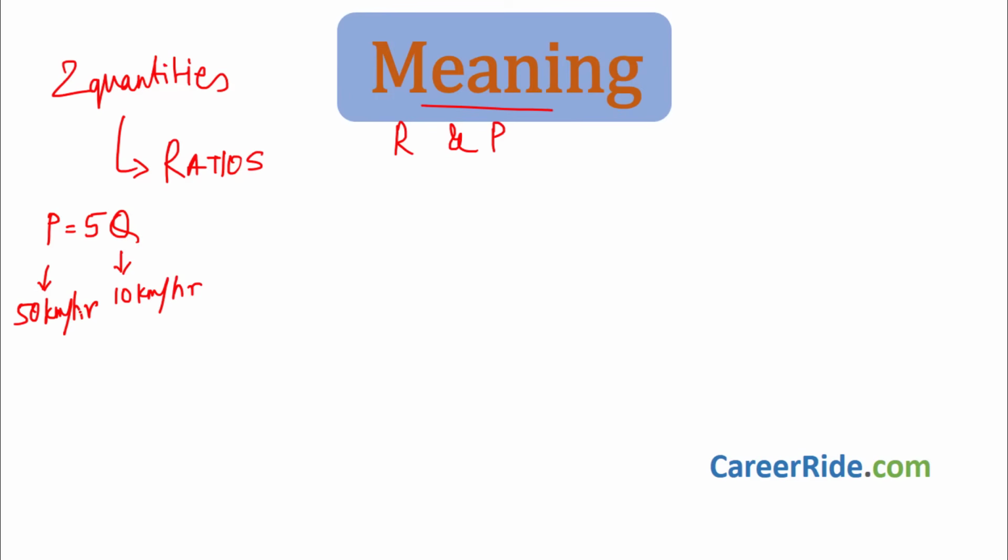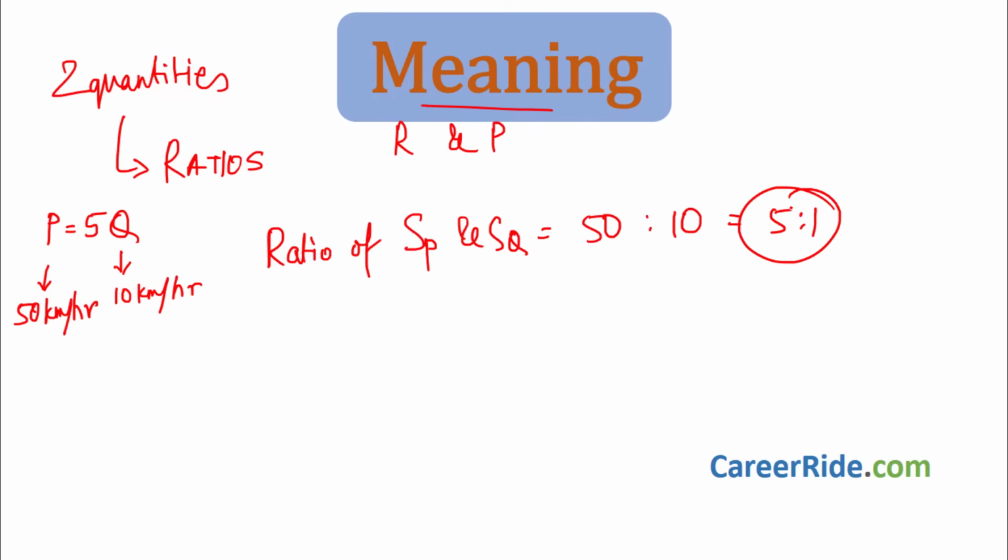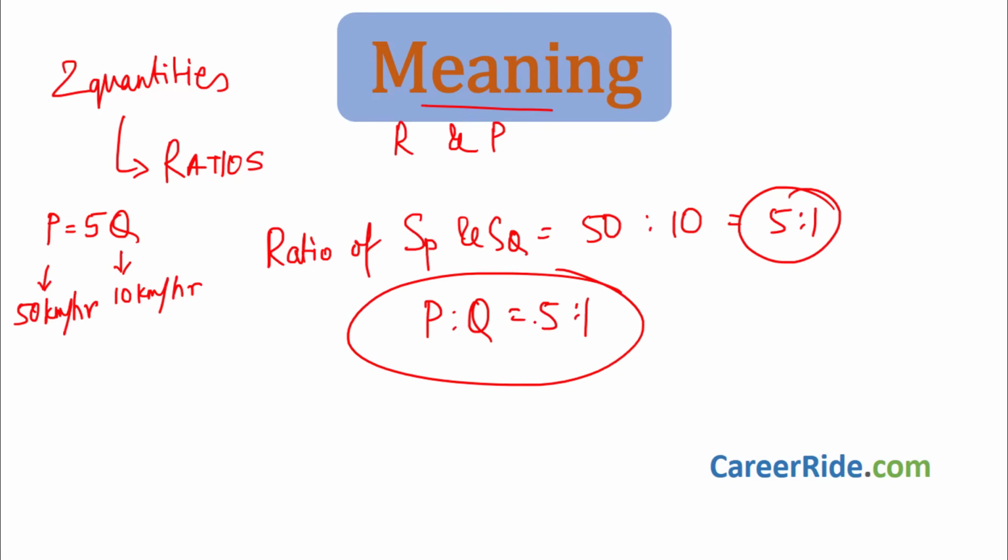So when we are comparing the speeds of P and Q, what we will say is that the ratio of speed of P and Q is given by what? It would be simply given by the speed of P is 50 and the speed of Q is 10. That would be equal to 5:1. So ratio of speed of P is to Q is 5:1. Now these are the actual values, and when we simplify it and reduce this, we get 5:1, because we will divide by 10, we will get 10 5s are 50 and 10 1s are 10. So ratio of speed of P is to Q is equal to 5:1.